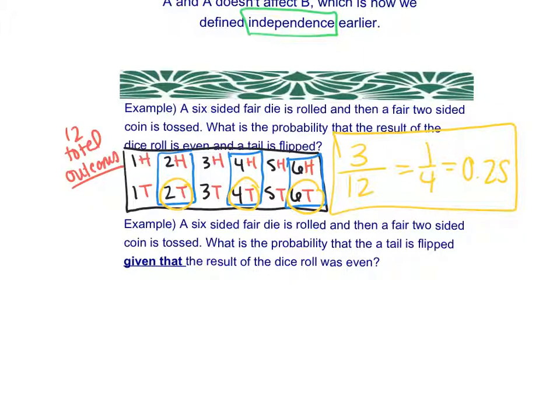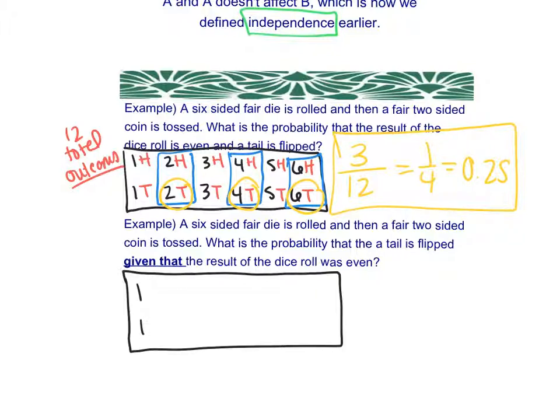Let's look at the next example. It says a fair 6-sided die is rolled, and then we've got the coin being tossed to get a head or a tail. So the same outcomes here, my 12 outcomes. Now, what's the probability that a tail is flipped given that the result of the dice roll was even? That's going to be worded a little differently. This is a conditional probability. So I'm going to rewrite these results just because I wrote too much on my other ones. So I'll have a 1, 1, 2, 2, 3, 3, 4, 4, and so forth. And then I'll have head, tail.